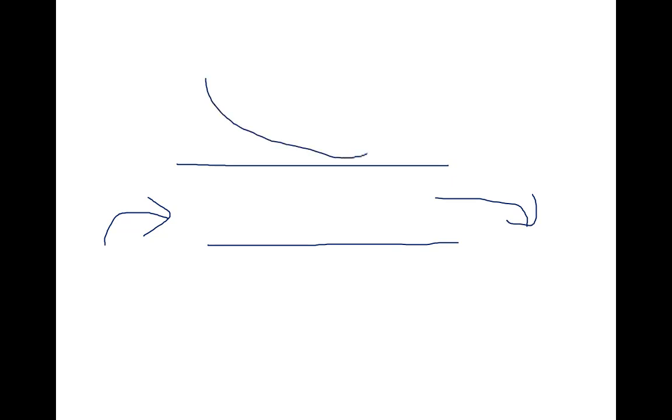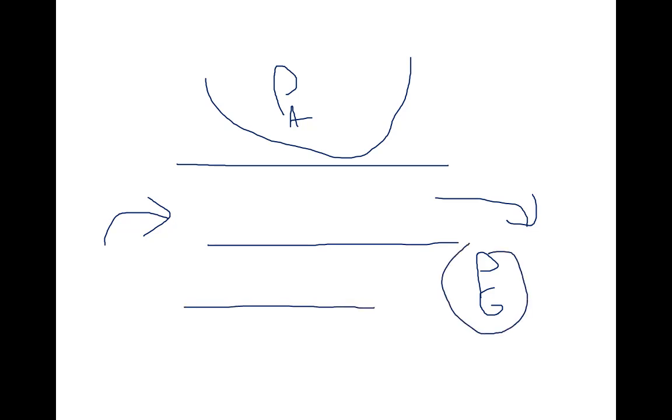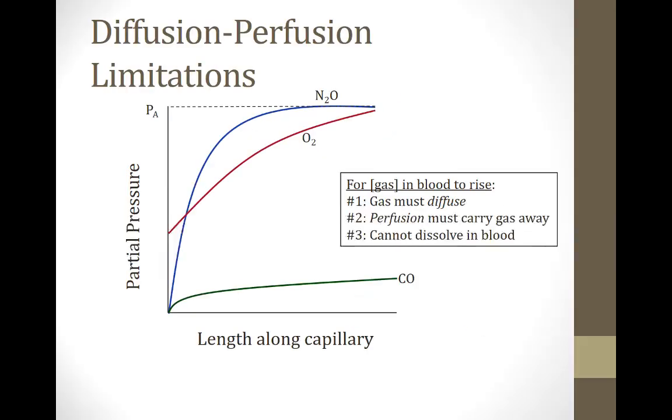So let's imagine that we have a capillary in the lungs, and blood is entering that capillary and blood is exiting that capillary. Next to the capillary we have an alveolus, and it's got a partial pressure of various gases inside the alveolus. Well, blood that passes through this capillary is going to leave with a partial pressure of various gases, either oxygen, nitrous oxide, or carbon monoxide. And what that graph shows is what happens to this partial pressure in the blood as the bloodstream moves along the capillary in the lungs.